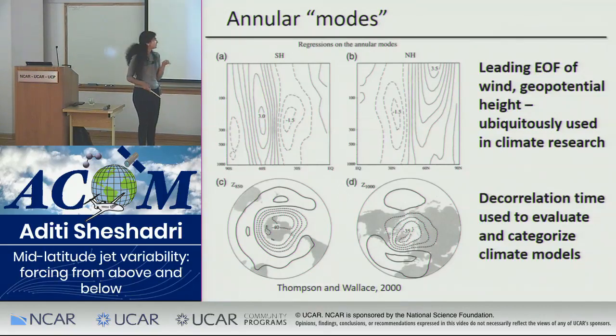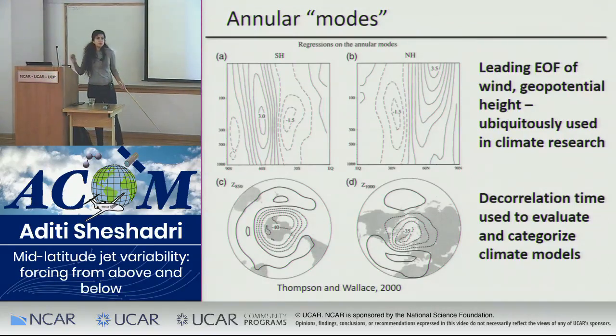No, I didn't. Okay, the time scale associated with the decorrelation of the first EOF has been used to evaluate and categorize climate models. The idea there is that if a climate model has an annular mode timescale that is too long, it's going to over-respond to things such as CO2 or ozone or whatever.